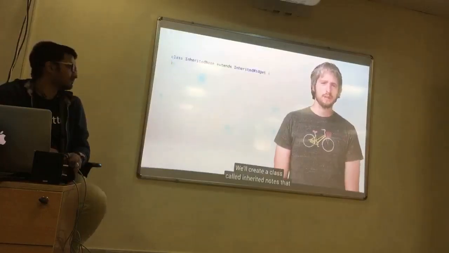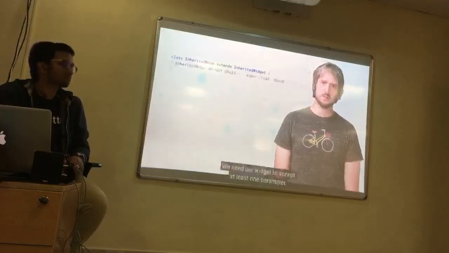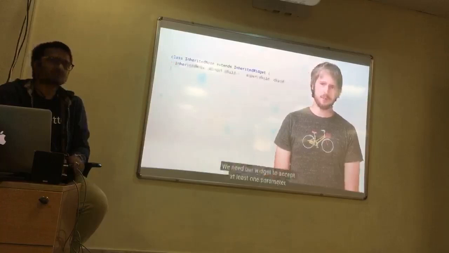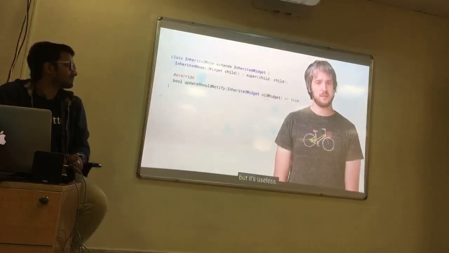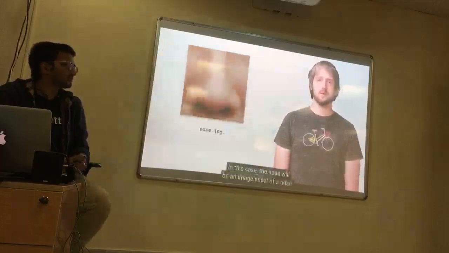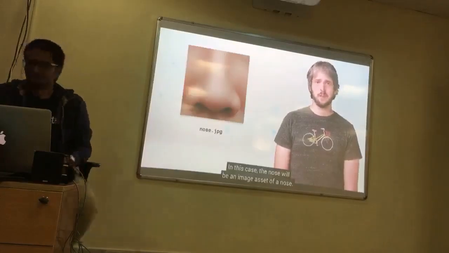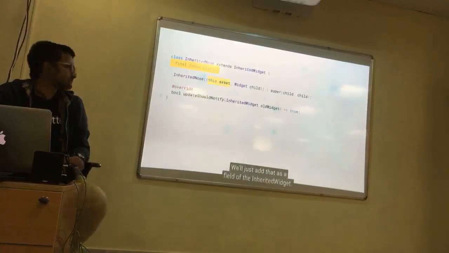We'll create a class called InheritedNose that extends InheritedWidget. We need our widget to accept at least one parameter, and that's the child. This is already a valid inherited widget, but it's useless. Let's give it a nose. In this case, the nose will be an image asset of a nose. We'll just add that as a field of the inherited widget.